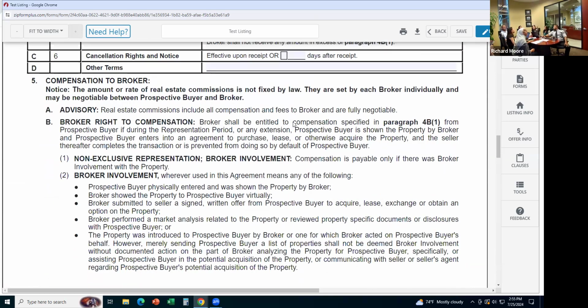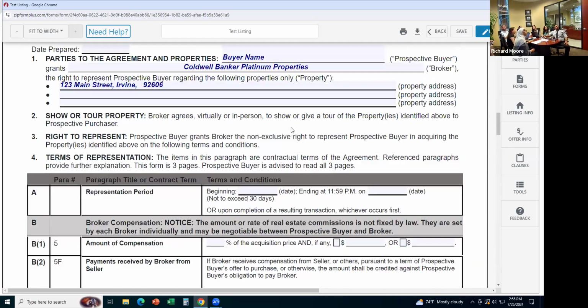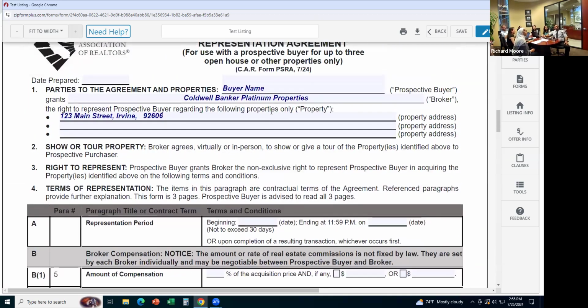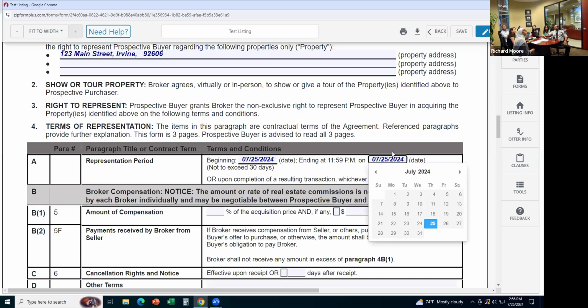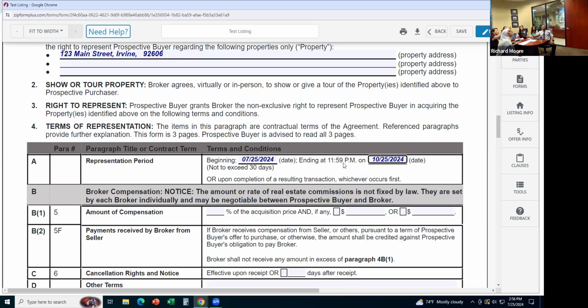The second one, what we have to write on. The second one is pretty much the same thing. If you have that specific property and their representation period, let's just say today through, let's say, October. Let's say 3 months. 4 months. 30 days, sorry, thank you for seeing that. So 30 days, let's say 8/20/24. And then, okay, 1 month, not 60, 30 days.